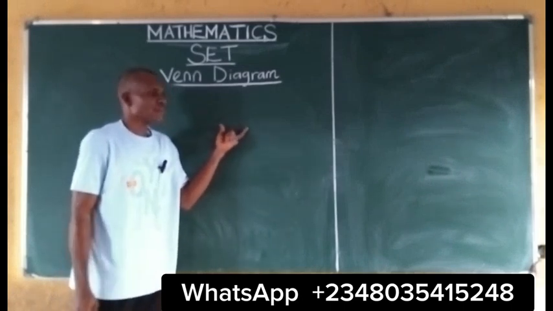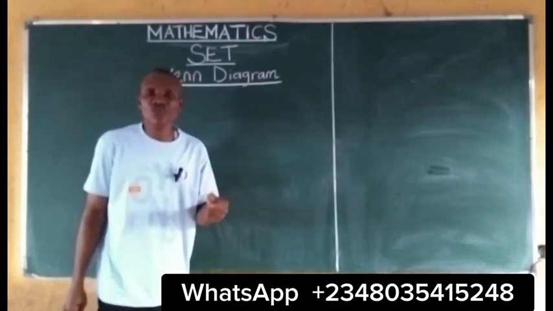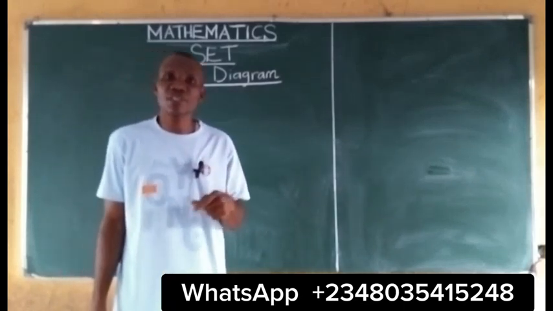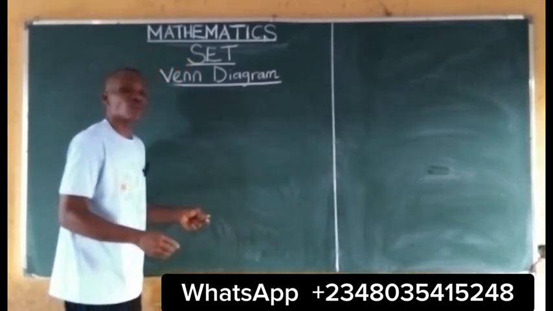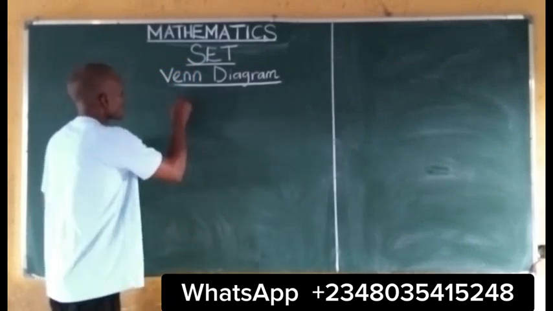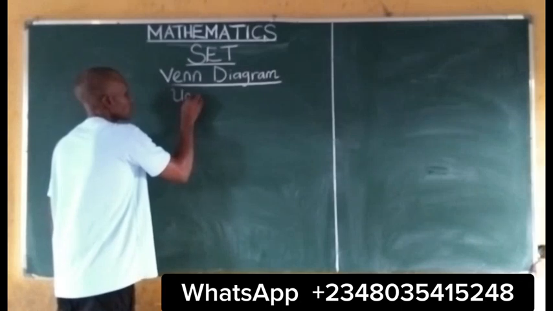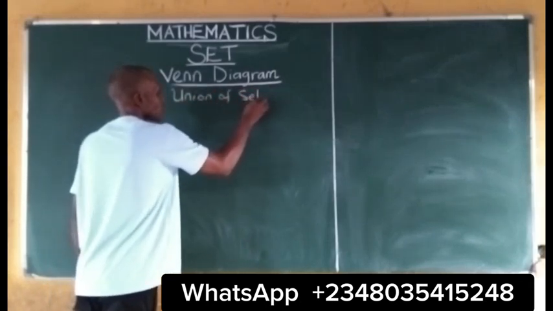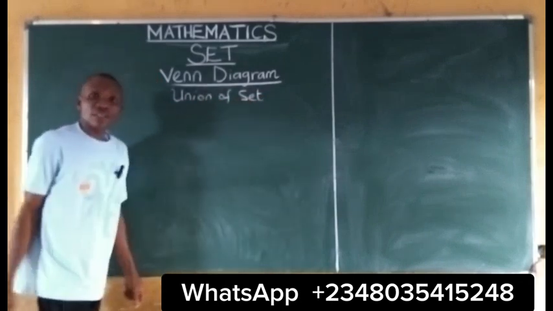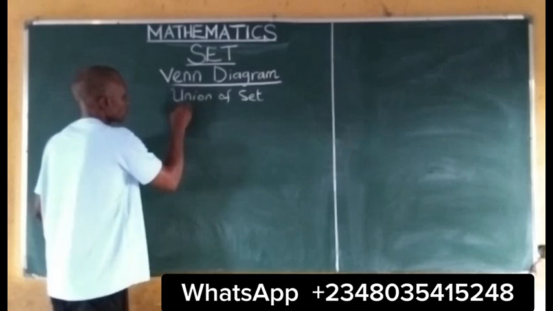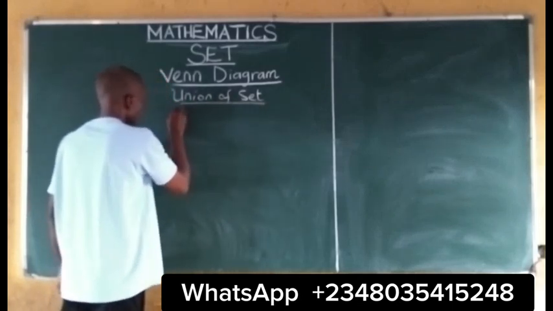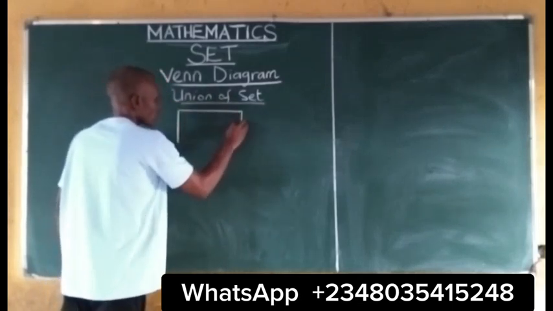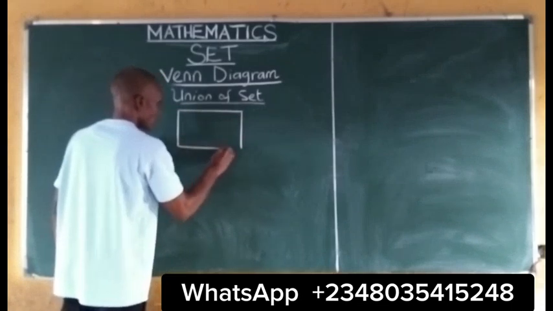So the Venn diagram is a diagram that shows the relationship between sets. It can also be called the set diagram. For example, the union of sets can be represented in the Venn diagram. The union of sets can be denoted as this.